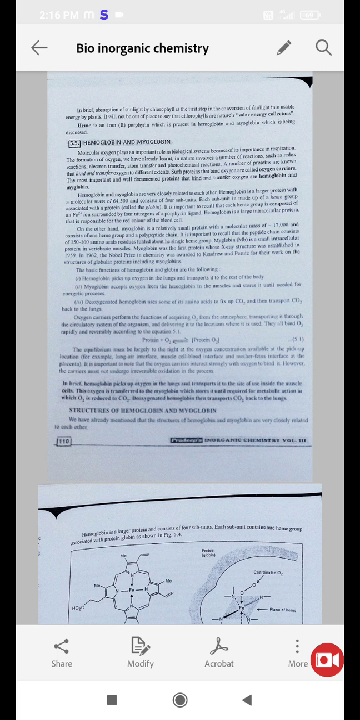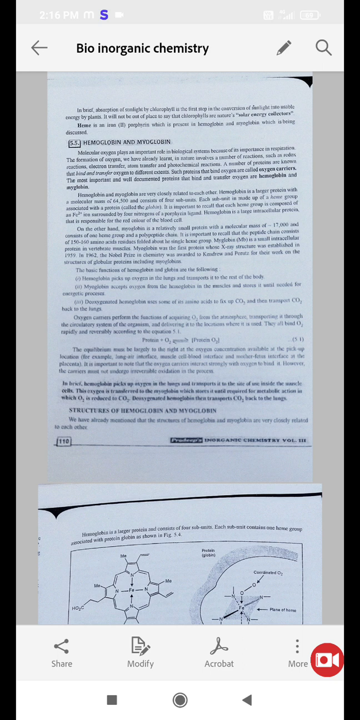On the other hand, myoglobin is a relatively small protein with a molecular mass of 17,000 and consists of only one heme group and a polypeptide chain. It is important to recall that the peptide chain consists of 150 to 160 amino acid residues flanking the single heme group. Myoglobin is a small intracellular protein in vertebrate muscles. Myoglobin was the first protein whose X-ray structure was established, in 1959. In 1962, the Nobel Prize in Chemistry was awarded to Kendrew and Perutz for their work on the structure of globular proteins including myoglobin.